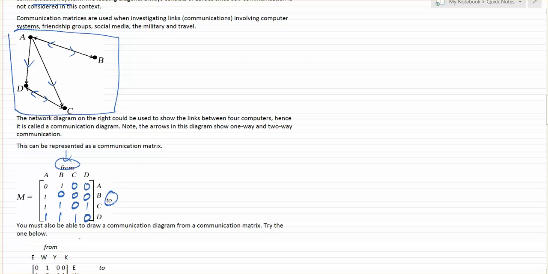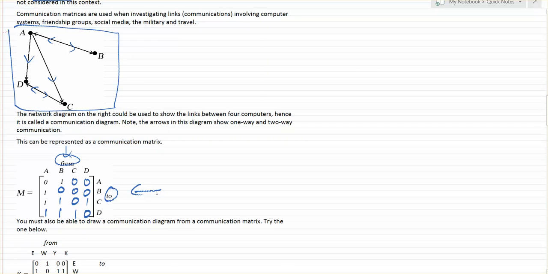So this matrix represents the communication between computers, whether it's one way or two ways. A 1 represents that there is a direct line of communication. A 0 means there's none. This is only one-step communication, so direct line.